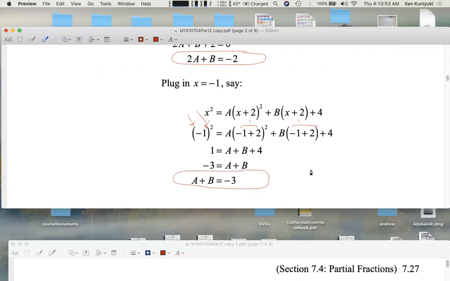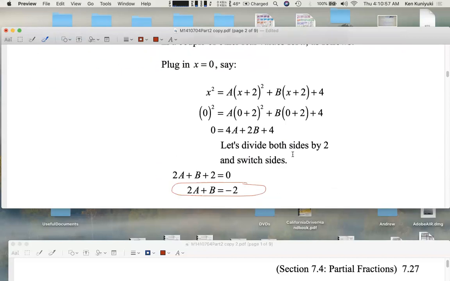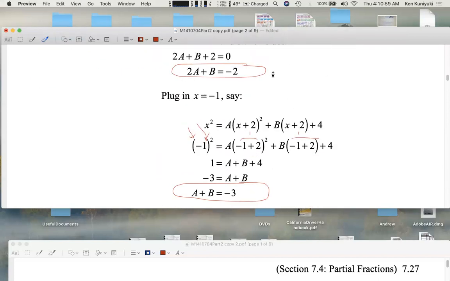Now we know from before that c equals 4. We got that from before. And now we have these two linear equations in two unknowns, A and B. Guess what? We have what S word? We have a system. And that's, again, a key reason why this stuff is in chapter 7.